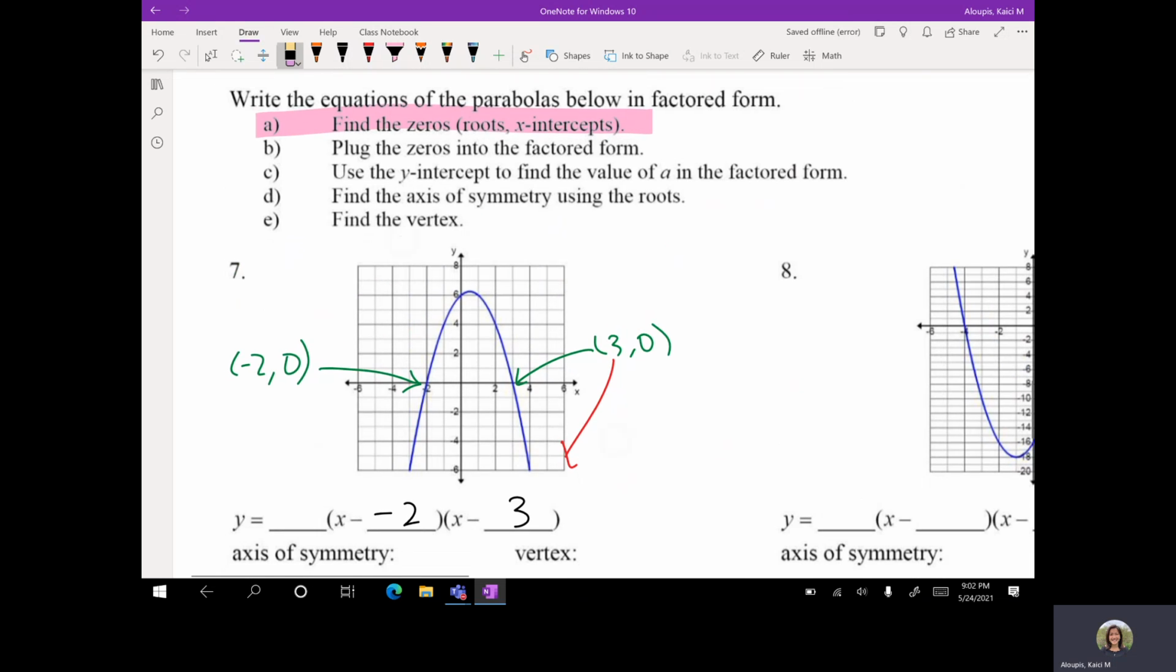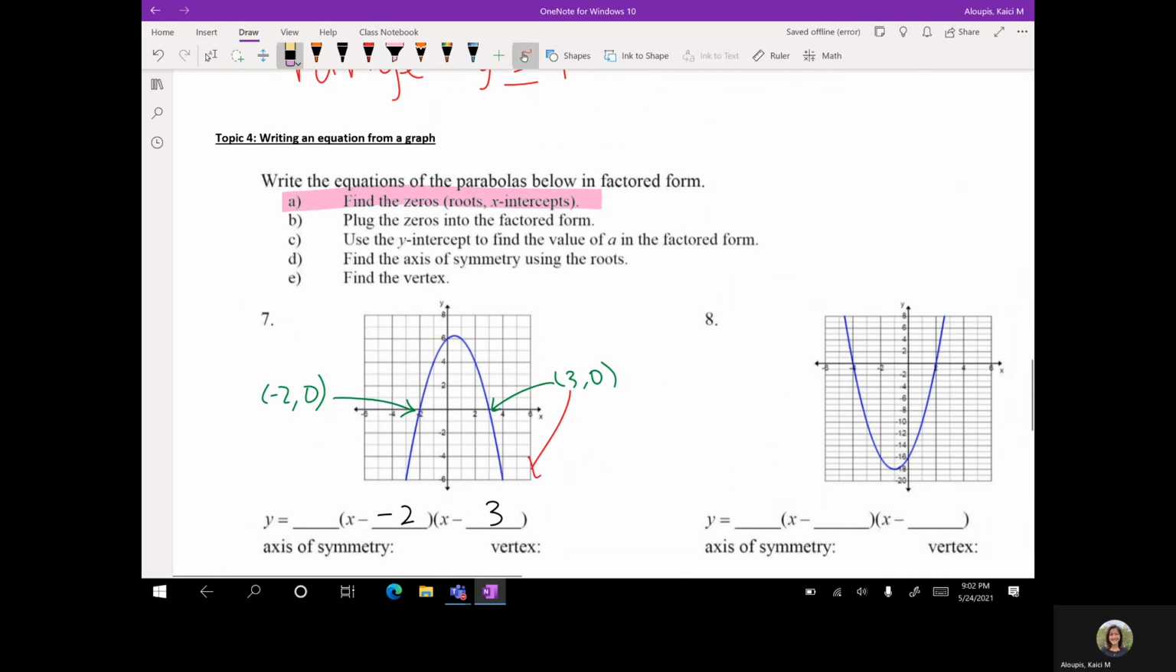So we did that first part, we did A. Plug the zeros into the factored form. That's what we just did for B. Use the y-intercept to find the value of A in the factored form. Okay. So the y-intercept here, oh no, what did I just do? Shoot.